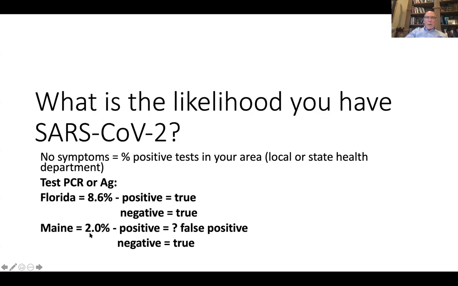However, if you're early on in the epidemic, when we had 2%, or if you're lucky enough to live in Maine right now, the prevalence is only 2%. In other words, if you have 100 tests, only 2 of those are positive. Now, what that means is if you get a positive where there's this low pretest probability, about 20% of the time, even with PCR, it could be a false positive. A negative would be a true negative.